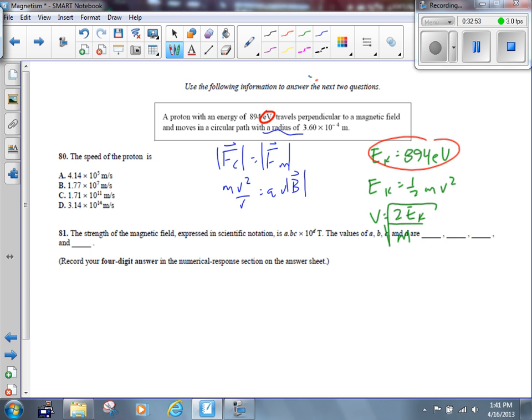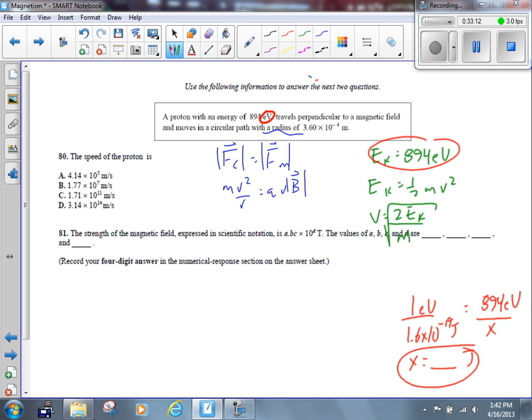So we're going to say 1 electron volt over 1.6 times 10 to the minus 19 joules equals 894 electron volts over x joules. The x goes up by multiplying, the 1.6 goes up by multiplying. And I get a certain answer for my energy in joules, which I plug into there. When I solve this, I end up getting A, 4.14 times 10 to the 5 meters per second.